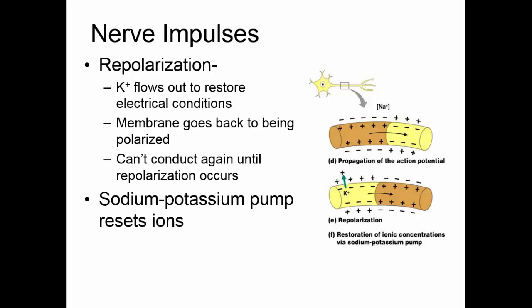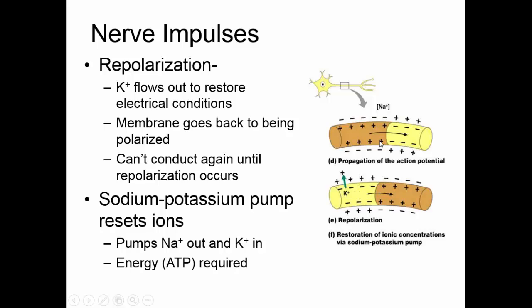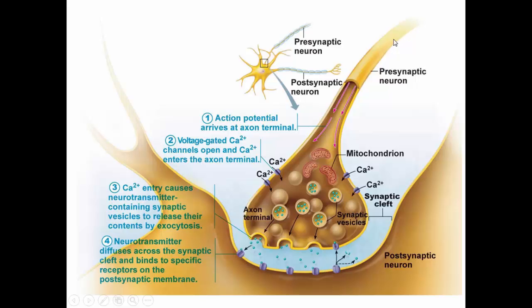The sodium-potassium pumps reset the ions. That is, it pumps the sodiums out of the cell and the potassiums back into the cell, so we go back to our resting membrane potential. It takes energy to do this. Your nervous tissue uses a vast quantity of energy, and if you don't have enough ATP, your nerve will actually be unable to repolarize.